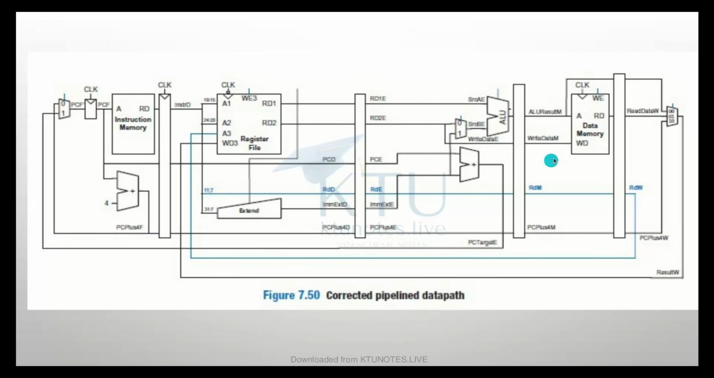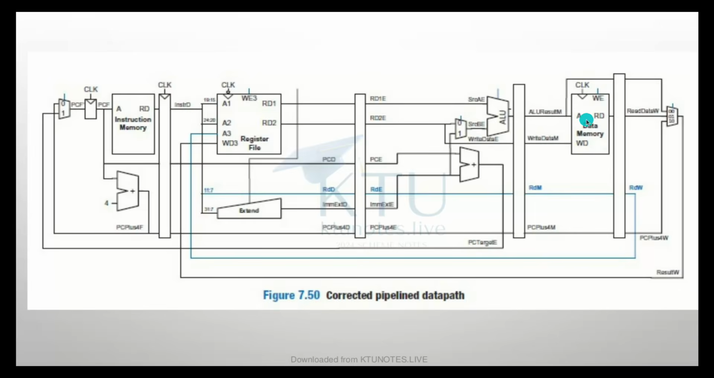Now we have this write data E and write data M. Now what is write data? That means, if I want to write the data which is present in RD2 into the data memory, that is the store case. If I want to do the store case, then I have to store that value in this register, right? Then only I can write it in the data memory.